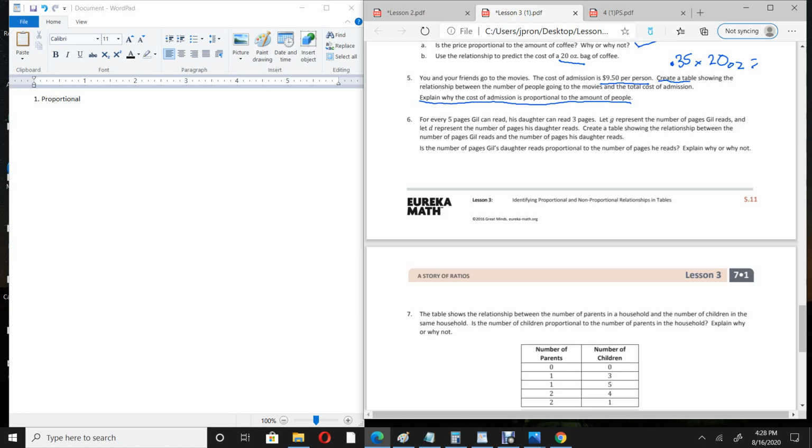Why is it proportional? What makes it proportional? What did we talk about? Constant rate of change. Find an answer. So you would have, the admission is proportional because, and that's the way you would type that out.